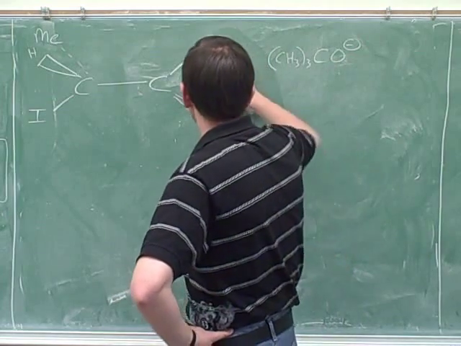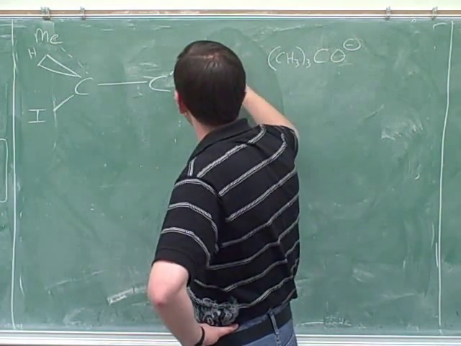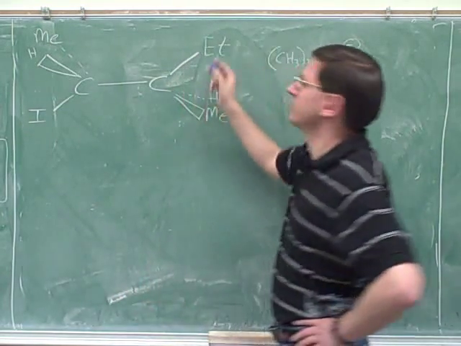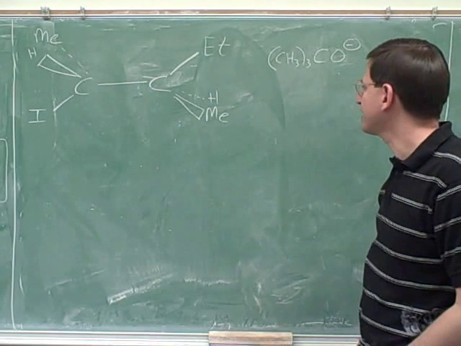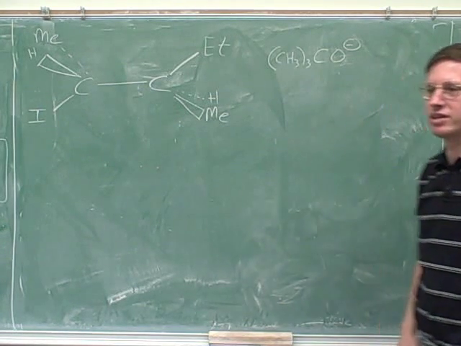Then over here, let's turn this into an ethyl. So I'll use Et for ethyl. That's another common abbreviation, Et for an ethyl group. Okay. All right, now that I've made up my mind, what would be a good mechanism here?